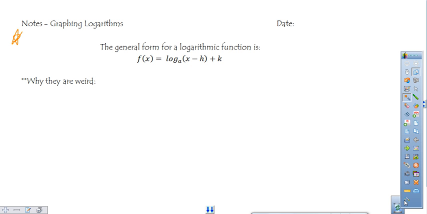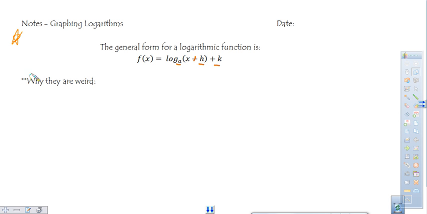So, the general form for logarithms is very similar to the other things we've done. A, H, and K are in order, and H is the weird opposite one. So you can think of this as a plus sign. I don't really care as long as you know that H is opposite.